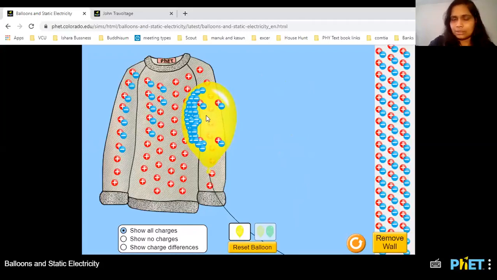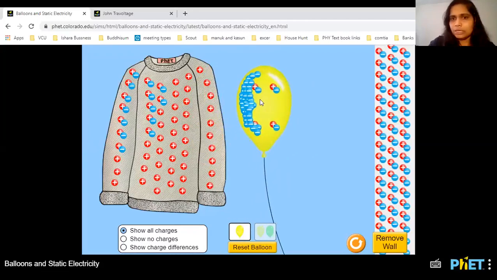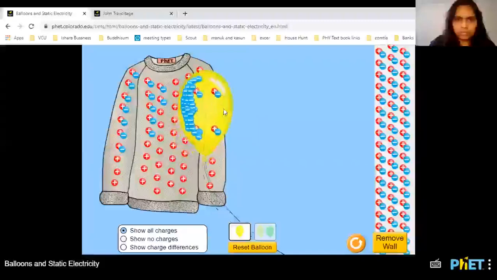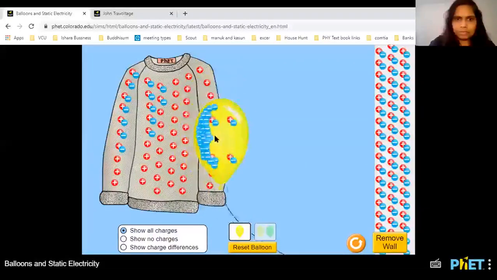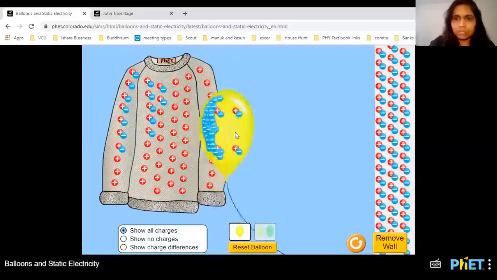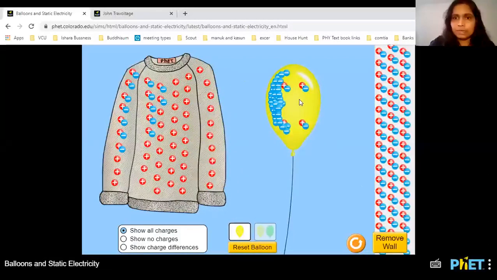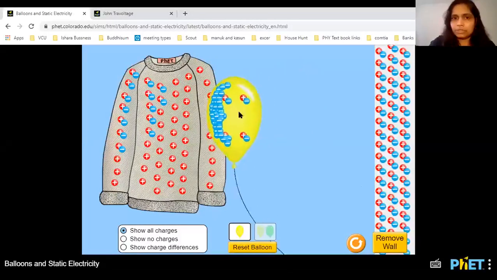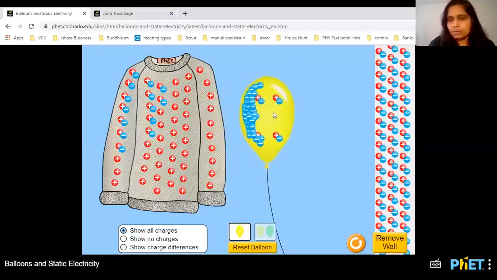Now, here's the interesting thing. The balloon is negatively charged. By doing this, I rubbed the balloon against the jacket, so they touch each other. By this rubbing, I charged the balloon negatively, and that surface is charged negatively by conduction because they touch each other, right? Now, let's observe this.